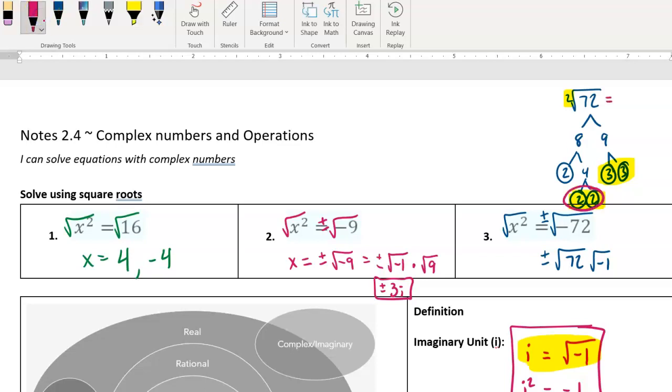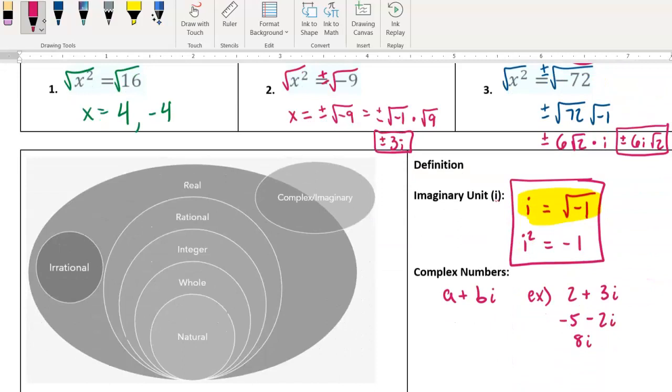So this group of 2s comes out as a 2. This group of 3s comes out as a 3. And this 2 that's left over, he can't leave home. He's stuck underneath the radical. So this would simplify to be 6 times the square root of 2 times i, which we're going to write as 6i times the square root of 2. So that's a little bit more complicated, but that's how we would simplify a radical when there's a negative involved.